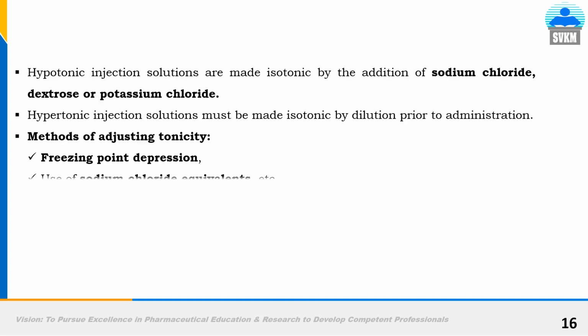So, hypotonic injection solutions are made isotonic by addition of sodium chloride, dextrose or potassium chloride. The hypertonic injection solution must be made isotonic by dilution prior to administration. There are different methods which can be utilized for adjusting the tonicity. A few are freezing point depression and the use of sodium chloride equivalents.